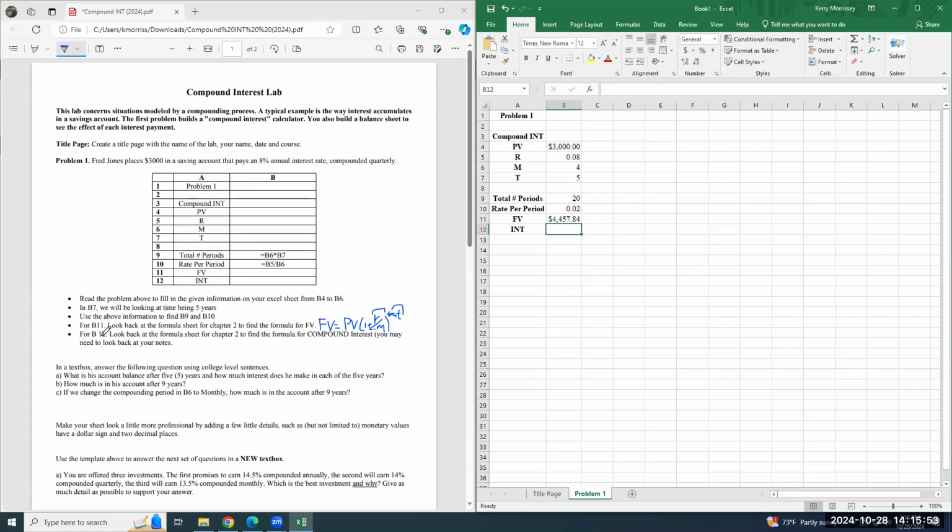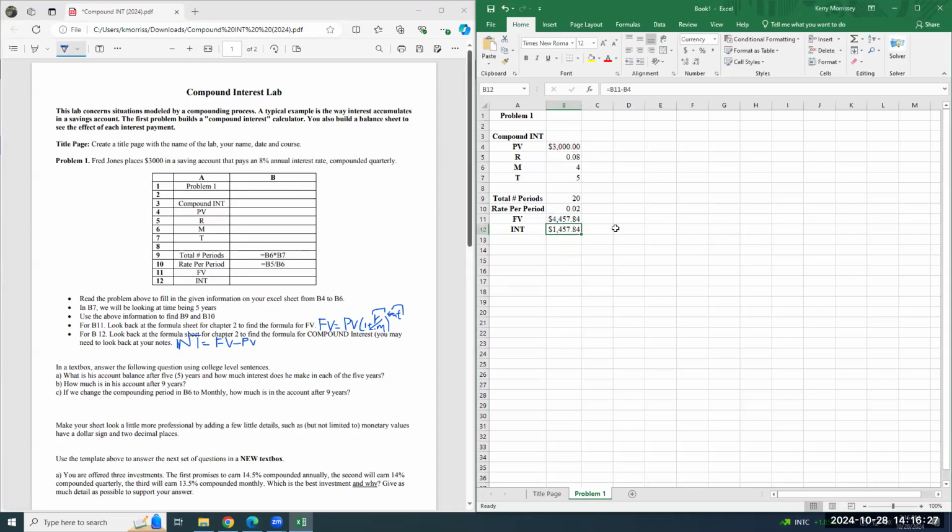Then when it says for B12, look at the back of the formula sheet for chapter 2 to find the formula for compound interest. You may need to look at your notes. So when it comes to compound interest, we want to look at how much interest we earned. The interest that we earn is the difference between your future value amount minus your present value amount. So we want to take your future amount and subtract out your present value.